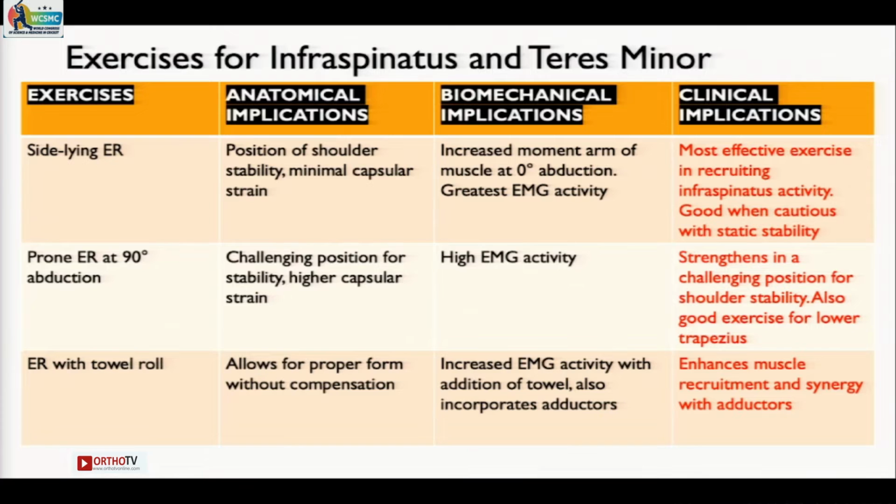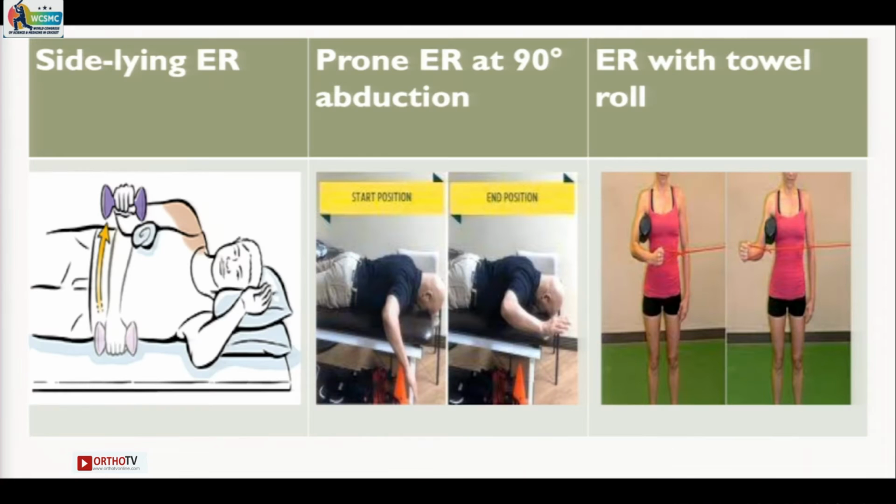There are three types of exercises for the infraspinatus and teres minor: side lying external rotation, prone external rotation at 90-degree abduction, and external rotation with a towel roll. This last exercise creates a good balance between the external rotators and the adductors of the shoulder.